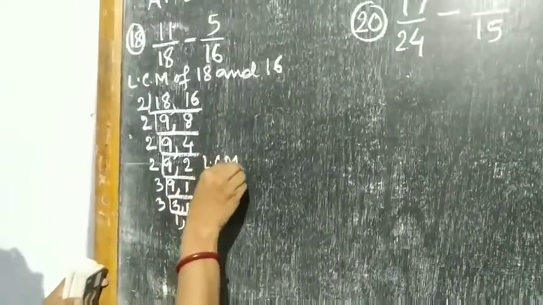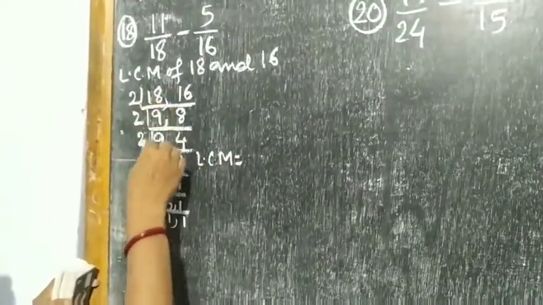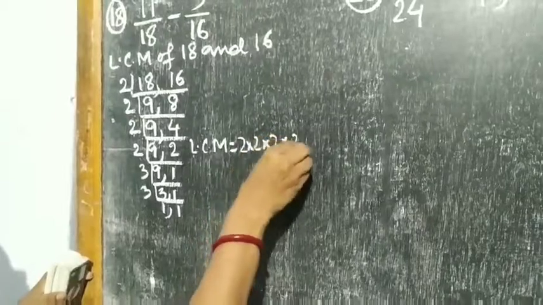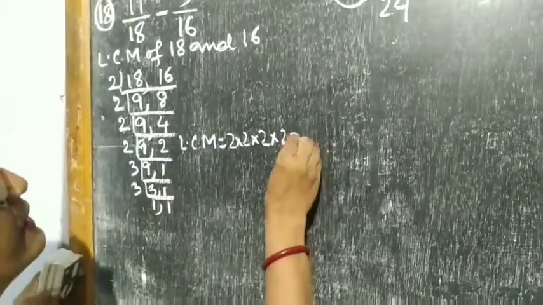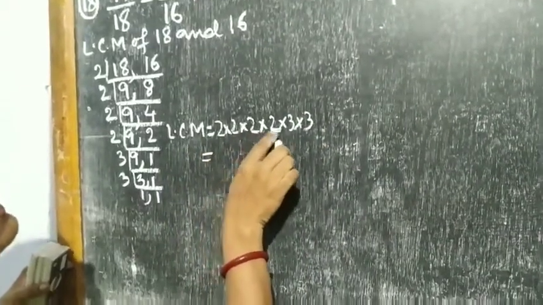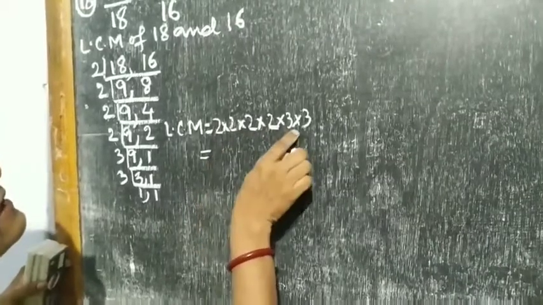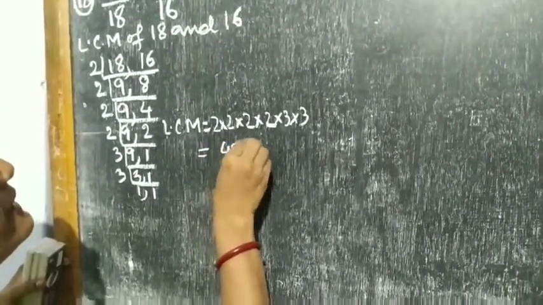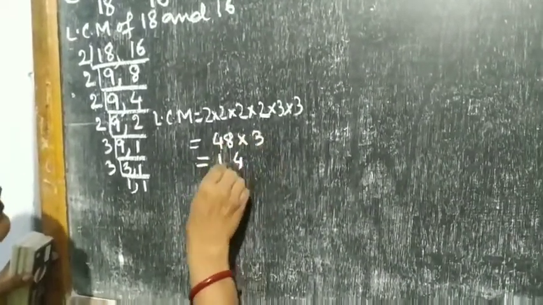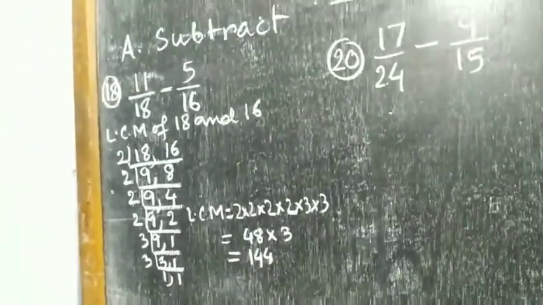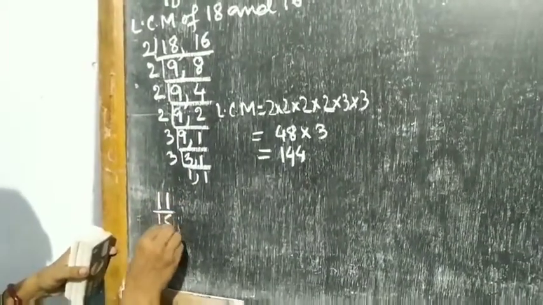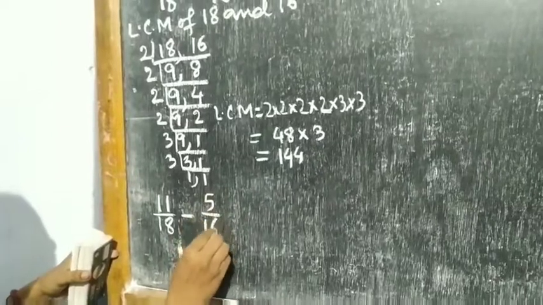So LCM equal to, how many 2's are there? 4 2's are there. 1, 2, 3, 4. So 2 into 2 into 2 into 2. And how many 3's? 2 3's are there. Into 3 into 3. So 2 to the 4, 4 to the 8, 8 to the 16. So 16 3's are 48 into 3. So 8 3's are 24, carrying 2, 4 3's are 12, 13, 14. It is 144. So now you write the sum 11 by 18 minus 5 by 16.